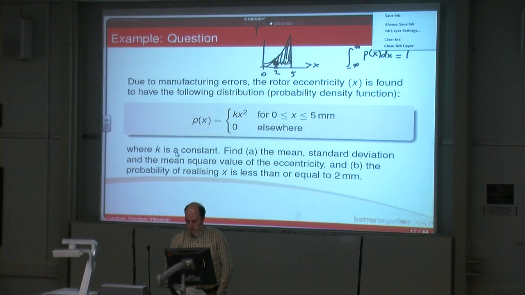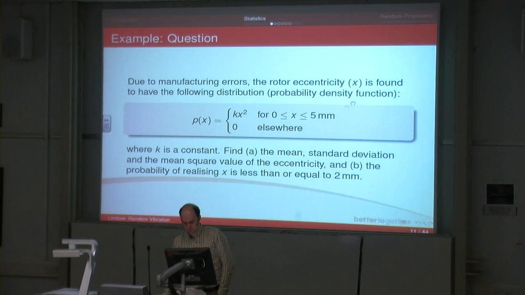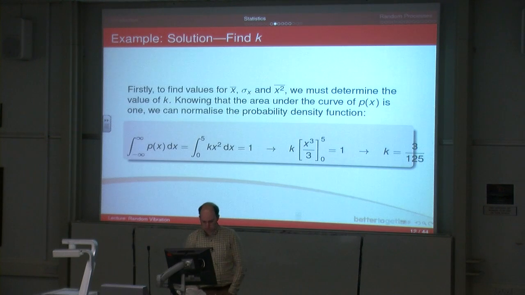First off, we need to find the mean, the standard deviation, and the mean square value of the eccentricity. So to find the mean, we use our equation. Sorry, before we can do that, we need to find k. And so we're going to work it out.